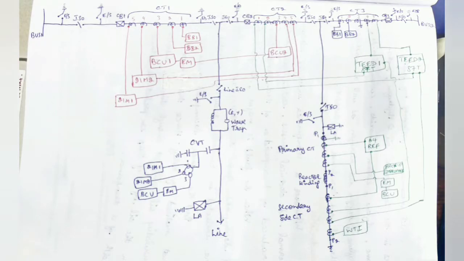Coming to the elaboration, I have elaborated the circuits, which means how the CTs are connected. Here 21 indicates the ANSI code of the distance relay, 87 indicates the ANSI code of the differential relay, and for REF, 64, backup impedance. So these are all the connections.